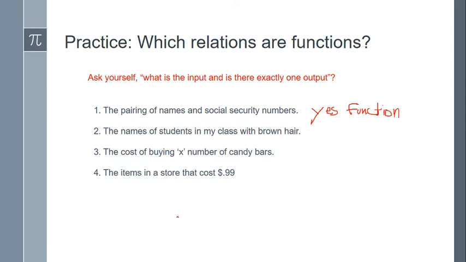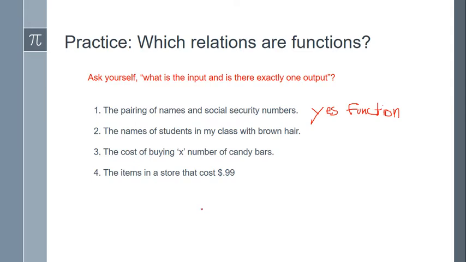So what's the output? It'd be like me asking the question, who has brown hair? Which students in my class have brown hair? So that's the input. That's the question I'm asking. The answer would be all the names of the students with brown hair. So is that a function?